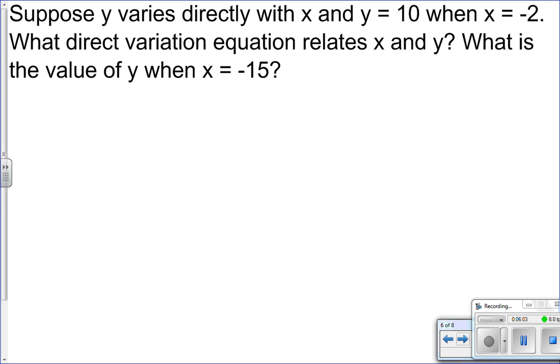Suppose y varies directly with x, and y equals 10 when x equals -2. What direct variation equation relates x and y, and what is the value of y when x equals -15? Take a moment and try to solve this one on your own.